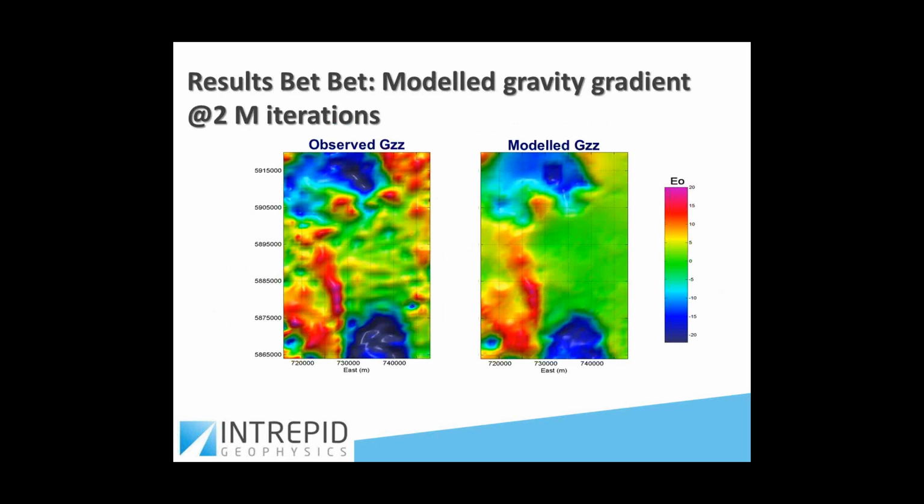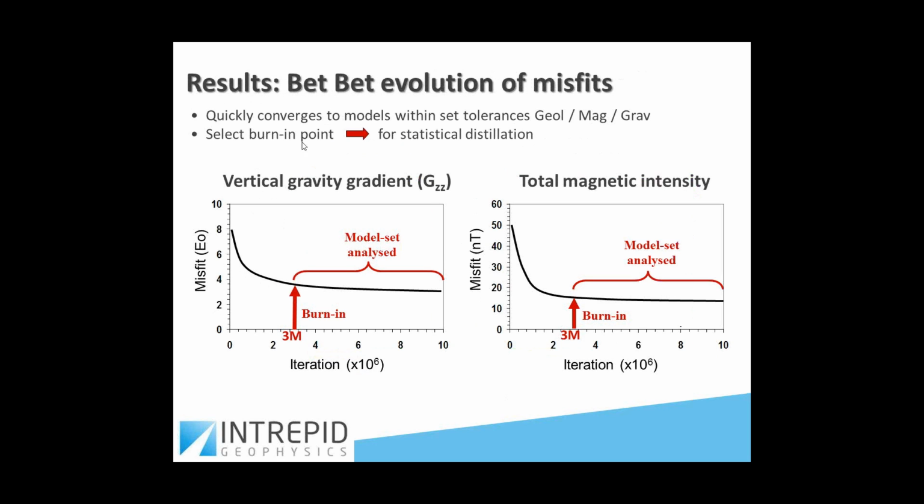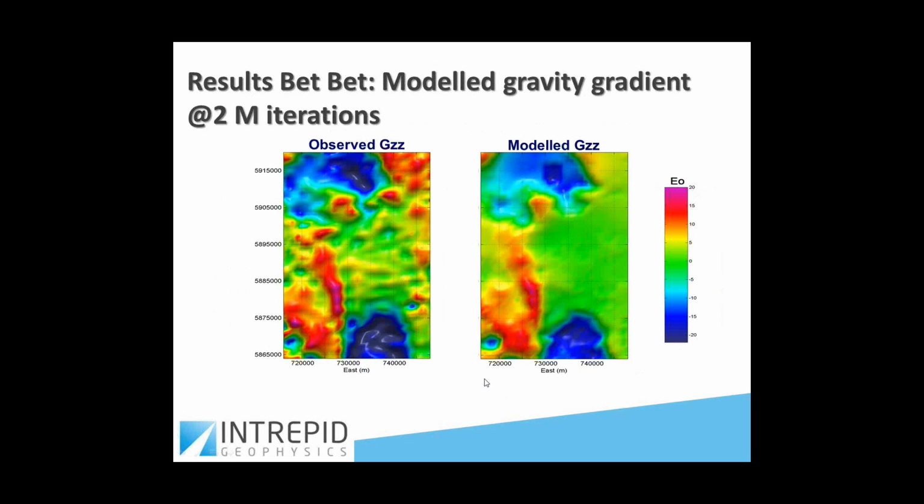Here are the grids. You can see the left-hand side is the GZZ for the Bet region observed, and on the right-hand side the model grid. And this is the model grid for the proposal which was given at the 2 million iteration point. You can see it's a reasonably good fit. It's been able to predict quite well some of the main features of the gravity anomaly, but it does fall short in some respects. And note that it's at the 2 million iteration point, so this is just prior to the user-defined burn-in point of 3 million iterations. So hereafter the models are all acceptable, but this actually wasn't an acceptable model.